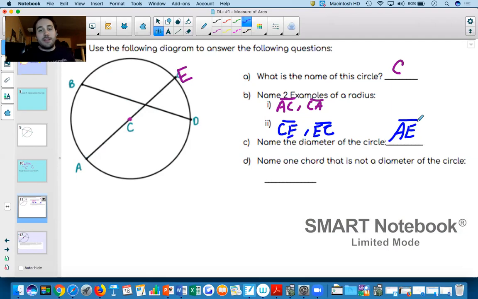Okay. And last but not least, name one chord that is not a diameter of the circle. So process of elimination, there's only one more line segment that we haven't talked about. Actually not true. Technically, if I really wanted to, I could put a point here, call it F, and then there's a lot of other stuff we could talk about, but we're not going to do that. So Command Z. A chord is a line segment where the endpoints are on the circumference of the circle. And the only one that we can talk about that's not the diameter is BD.